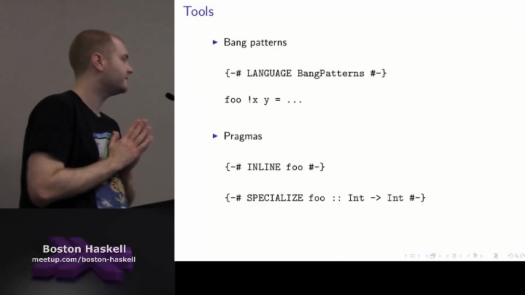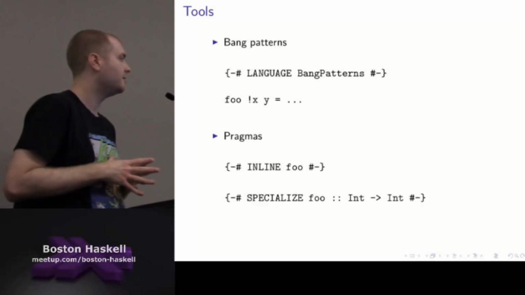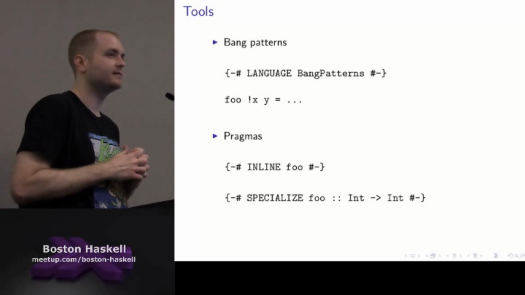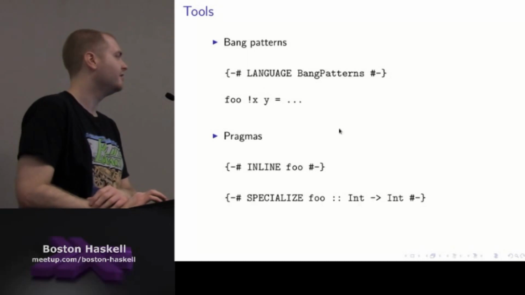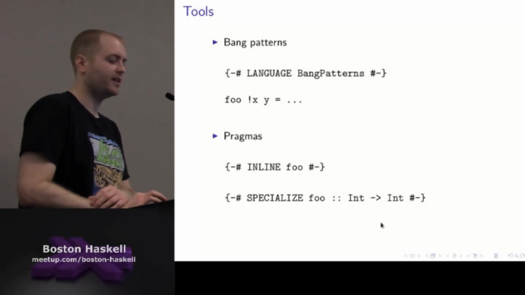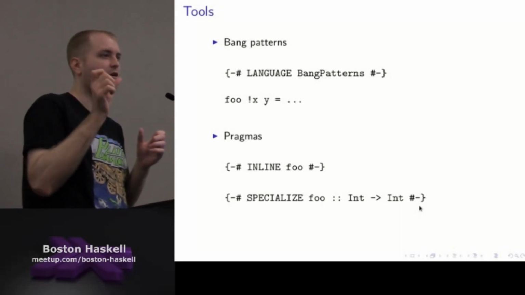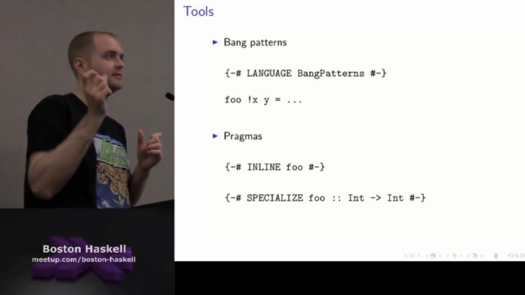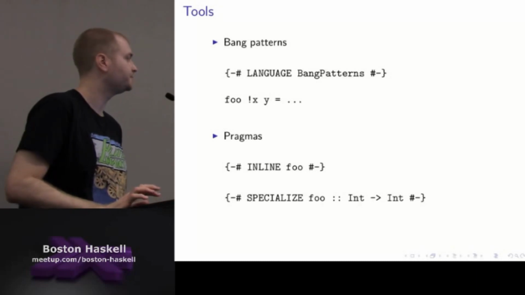Another pragma you can tack on is specialize, which tells GHC to generate and optimize a version of a function that has some polymorphic types instantiated to the specific type. So if foo is A to A, it would build a specific Int to Int foo, and then it would create rules so that whenever you call foo with this Int to Int type, it would use the specialized version of foo that it had done more optimizations on.